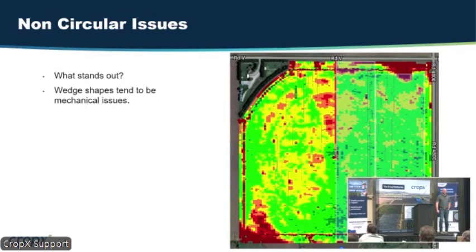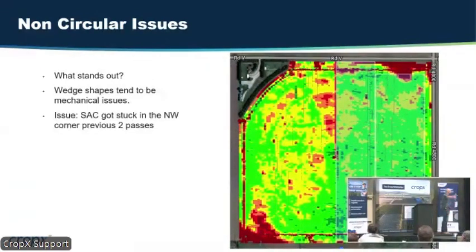He ran out of nitrogen, John says. Anybody else got an idea? A tar spot? Nope. By the way, this is in Nebraska. This is a cornfield, pretty typical corn production. This should all look pretty uniform, right? It's up by Shickley, Nebraska, if anybody knows where Shickley's at. Perfect. Issue: the swing arm got stuck in the northwest corner the previous 2 passes. The swing arm got stuck up in that northwest corner.